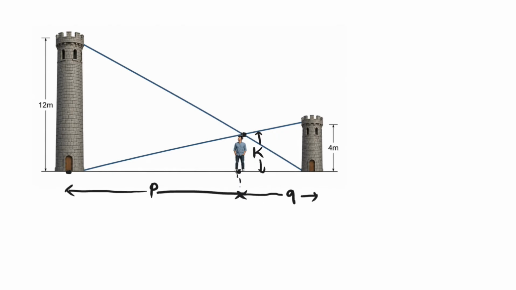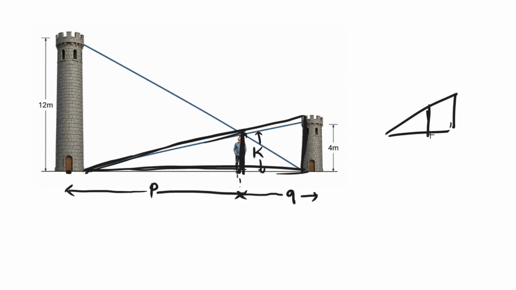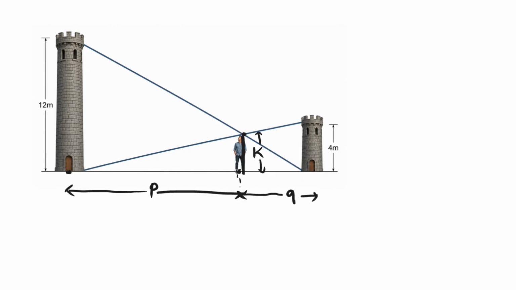Now, let's focus on the cable that rises from the left base to the top of the 4-meter tower. Notice that the small triangle formed near the person and the large triangle formed by the entire cable are similar triangles. The reason they are similar is that they both contain a right angle, and they share another corresponding angle along the same line. When triangles are similar, corresponding side lengths are proportional. Therefore, we can write P divided by K equals (P plus Q) divided by 4.